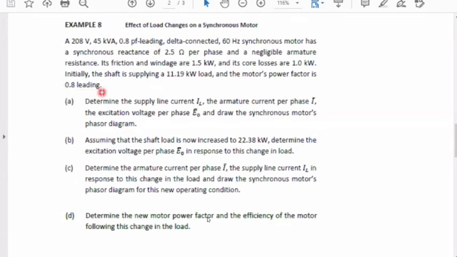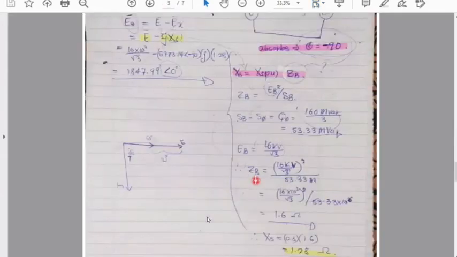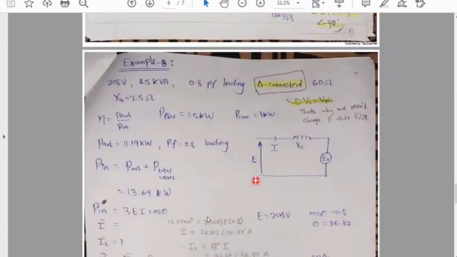Let's look at the first question. It says determine the supply line current, IL, the armature current per phase, the excitation voltage per phase, and draw the synchronous motor phasor diagram. Okay, that's a lot of stuff. Let's look at question example 8.